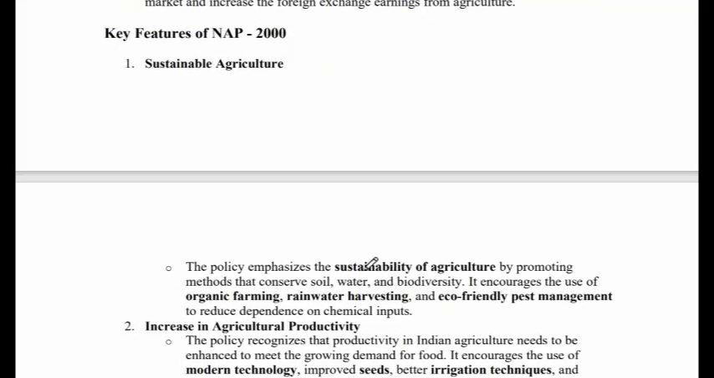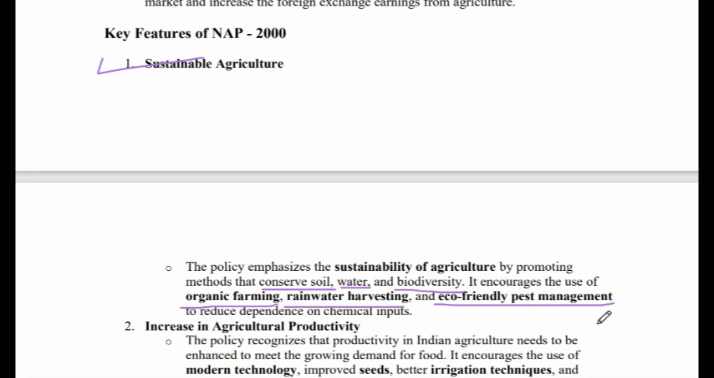Key features of NAP: sustainable agriculture. This is one of the features. This is same as objectives. The policy emphasizes the sustainability of agriculture by promoting methods that conserve soil, water, and biodiversity, all three. It encourages the use of organic farming, rainwater harvesting, and eco-friendly pest management to reduce dependence on chemical inputs.